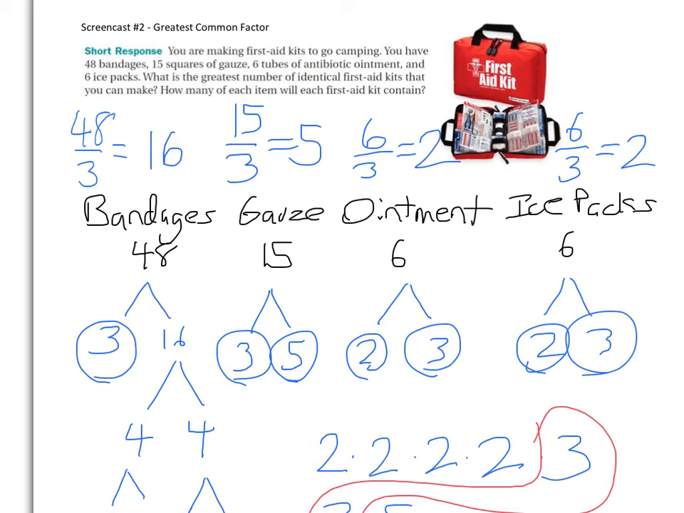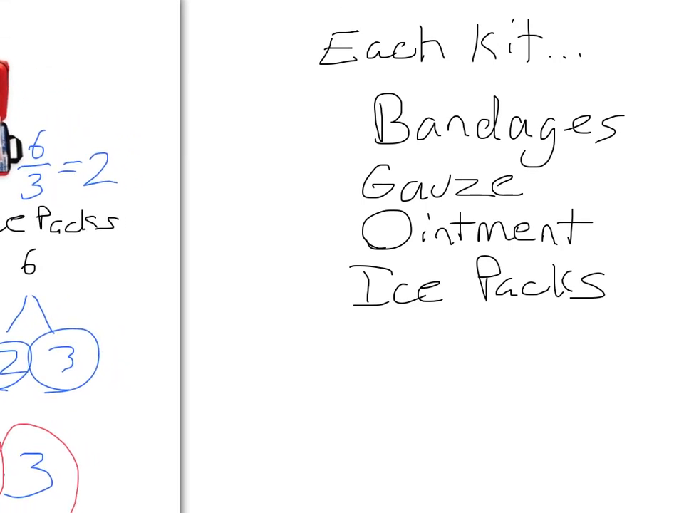Which means to answer the final question, how many of each item will each first aid kit contain? Well, let's see here. We said there are going to be 16 bandages, there's going to be 15 squares of gauze, 2 tubes of ointment, and 6 ice packs. There we have it, folks. We answered the question. There will be 3 identical first aid kits, each containing 16 bandages, 15 squares of gauze, 2 tubes of ointment, and 6 ice packs.